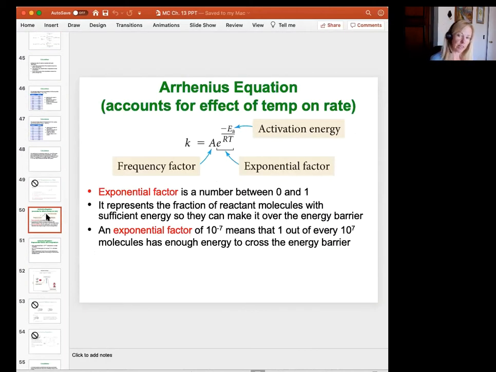It's called the Arrhenius equation, and it accounts for the effect of temperature on rate. And also orientation is kind of couched into this frequency factor. So this is the equation here. It looks like there's a lot going on here, but there isn't. It's not too bad. All right, so k is our rate constant.